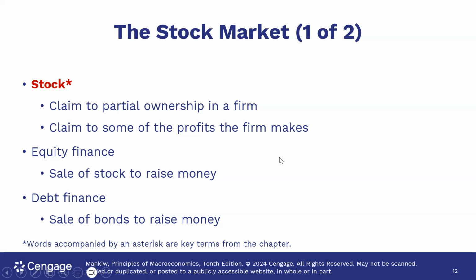So the stock is a type of equity finance. It is a sale of the stock to raise the money. So it is a sale of the ownership to raise the money. Equity, you can also consider as a net ownership of the company. The debt finance is a sale of bonds to raise the money. The equity finance is you actually sacrifice some of the ownership. The debt finance is you sacrifice some of your cash flow.